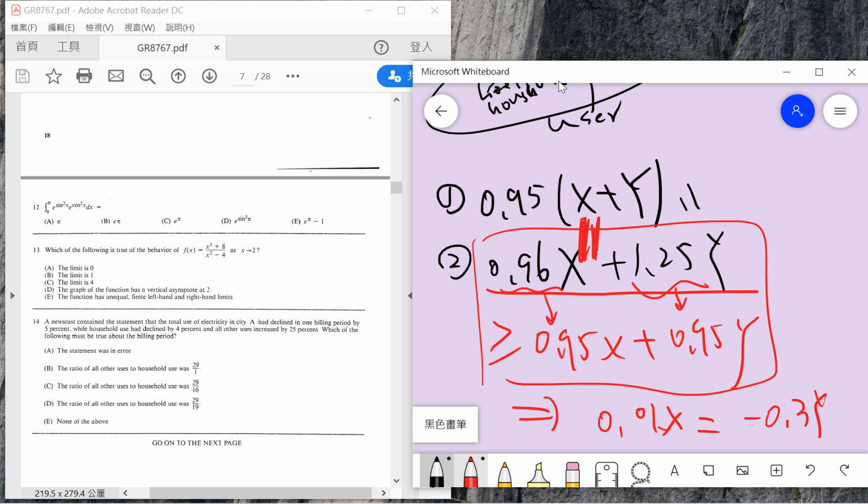So another way to see this is, since the household use has declined only 4%, and other users increased 25%, there's no way that the total of them decreased 5%. So this is a simple way that you can use your logic to directly solve it. But when I first solved this question, I did not think. I still used computation to get the result.